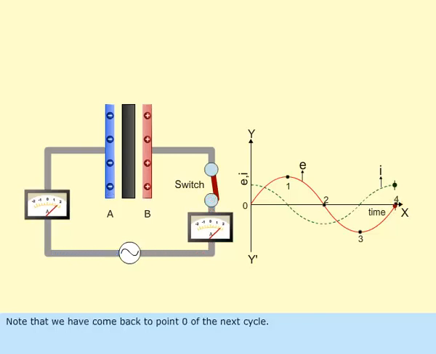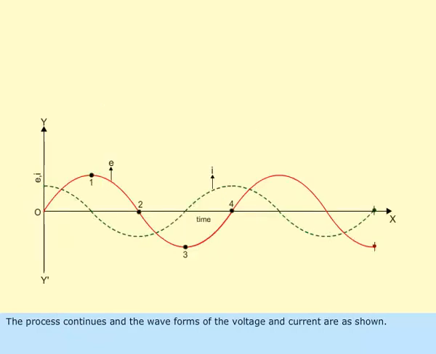Note that we have come back to point 0 of the next cycle, and the current cycle follows suit. Also note that at any point the charges or current are not crossing the dielectric. The process continues, and the waveforms of the voltage and current are as shown.